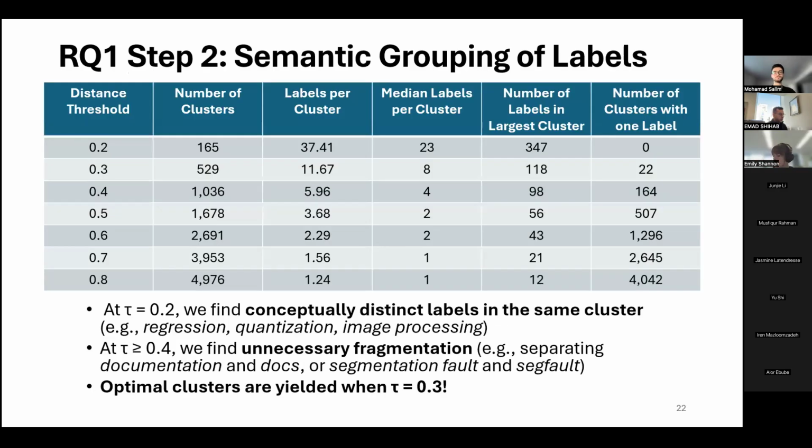And then these are the resulting clusters. We tested distance thresholds from 0.2 to 0.8, going up by 0.1 each time. At tau equals 0.2, we found conceptually distinct labels in the same cluster. That was a cluster with these three labels: regression, quantization, image processing. And at tau of 0.4 or greater, we found unnecessary fragmentation. That's like separating documentation and docs, which mean the same thing, or segmentation and seg fault. Seg fault is just short for segmentation fault. So we found that the optimal clusters are yielded at tau equals 0.3.